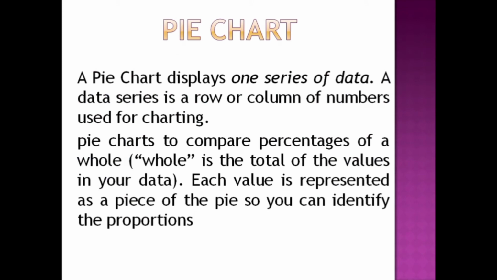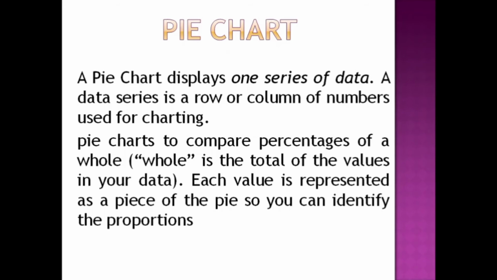The next type of chart is our pie chart. A pie chart displays one series of data, meaning when we have a single series and we want to represent that data, then the most suitable chart for that is our pie chart. A data series is a row or a column of numbers used for charting. Pie charts compare percentages of a whole. Whole is the total of the values in your data.